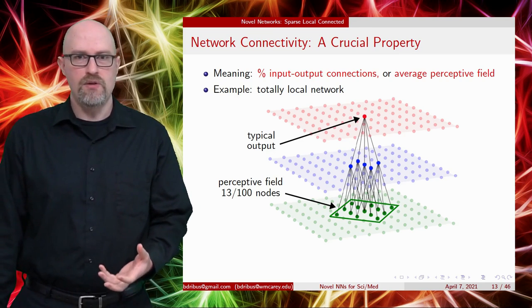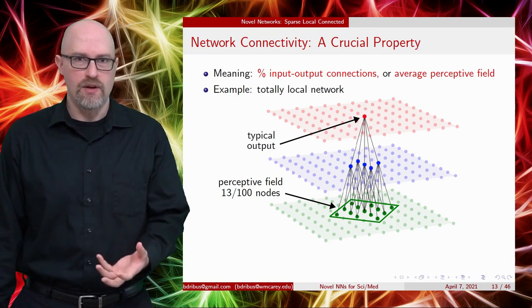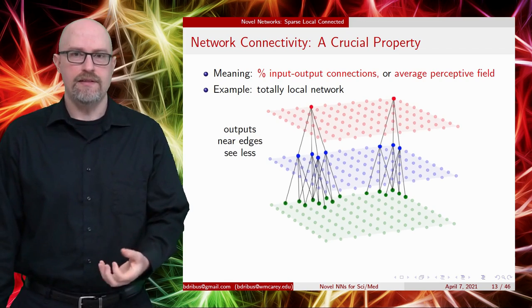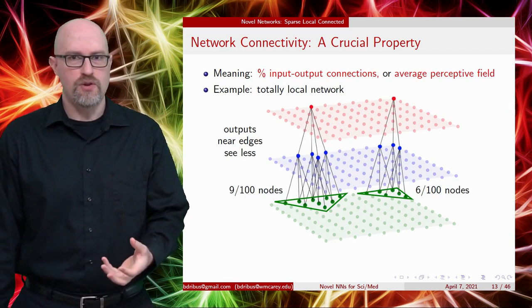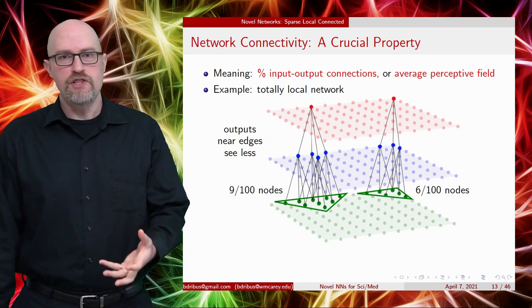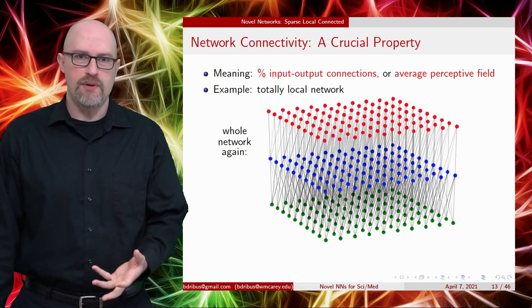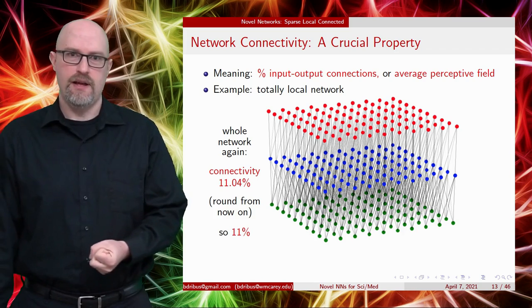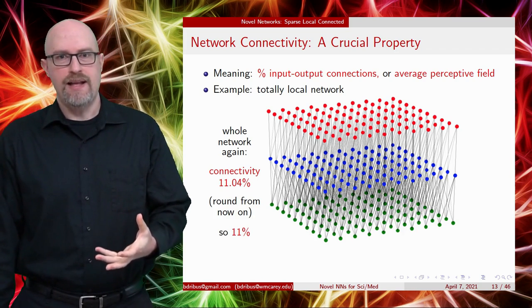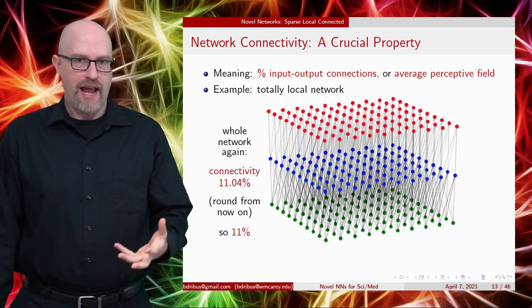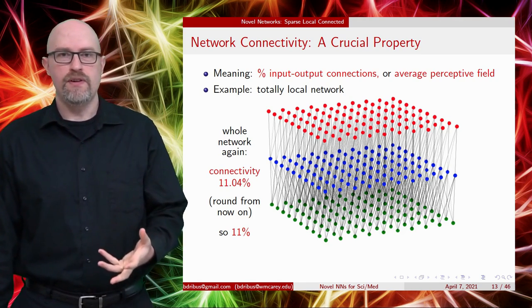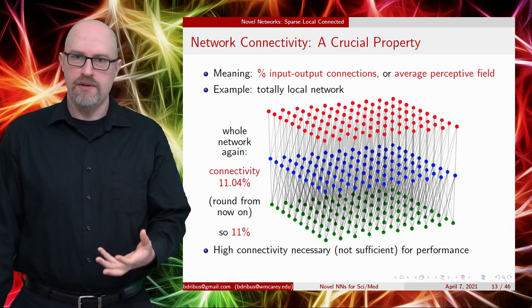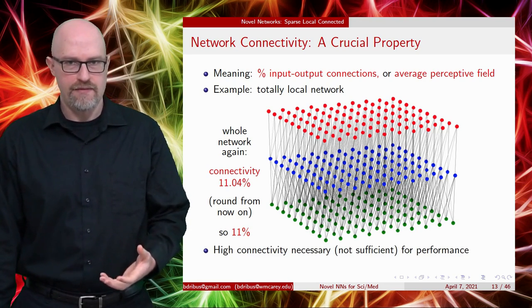Because the network is totally local, the perceptive field is relatively small and locally concentrated in this case. Output nodes near the edges of the network can see even less, because perceptive fields can only grow toward the interior of the network. Averaging over the entire output layer, the typical output node sees about 11% of the input nodes, so this is the network connectivity in this case. This means that the answer given by a typical output node is not influenced in any way by most of the inputs. So we infer that high connectivity is a necessary condition for good network performance, because outputs can't provide accurate answers about data they can't even see.